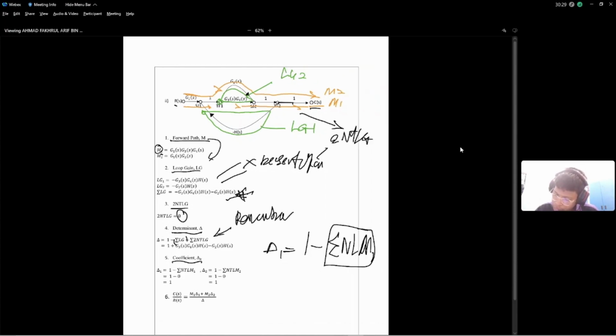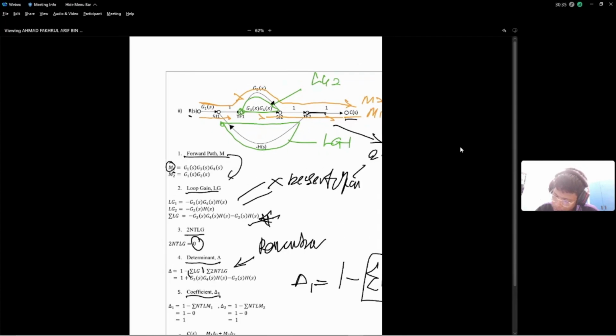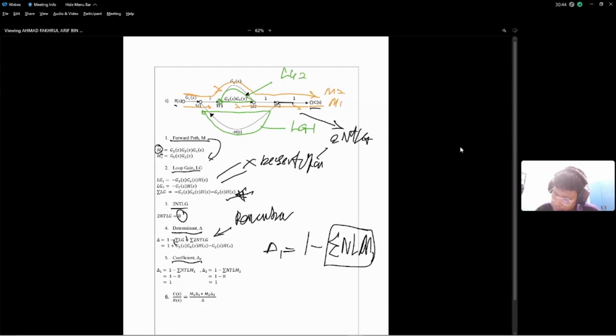So nak tengok dia macam mana. So if lah satu forward path ni, contohlah M1, forward path M1 ni, dengan loop gain 1 tak bersentuhan, itu dikira non-touching loop forward path. Tapi dalam soalan ni semua forward path bersentuhan dengan loop gain. Contoh forward path pertama M1 yang ni, yang straight ni, straight ni bersentuhan dengan loop gain 1 yang hijau ni dengan loop gain 2. So dia bersentuhan. So dia kira tak ada lah, kosong lah.